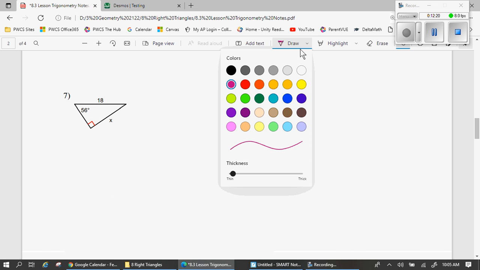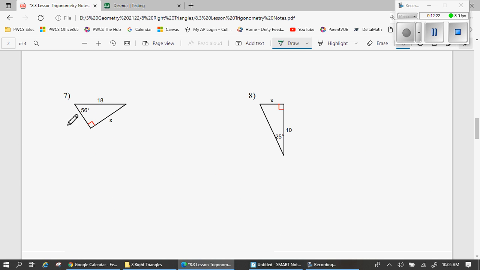So I'll set this one up. I won't finish it, and then I'll have you try one. Here, 56, this is my hypotenuse. This side is next to 56, that's my adjacent, and x is my opposite. So here I have the opposite side I'm looking for, and the hypotenuse is what I know. Opposite and hypotenuse, those are involved in the sine ratio, the sine function. So I'm going to say sine of my angle is equal to my opposite side over my hypotenuse.